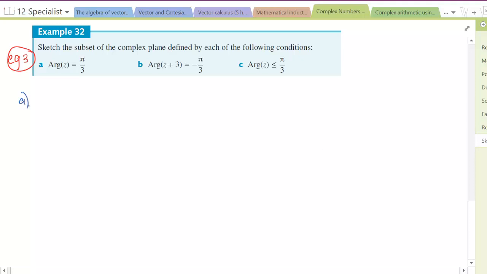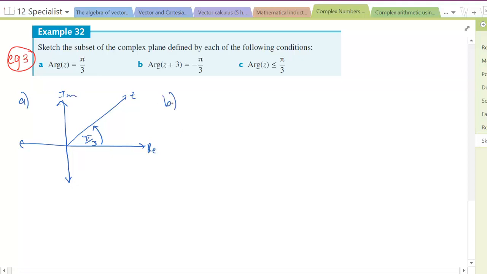So when we look at A, it's very straightforward. We're saying that the angle that we're dealing with is pi on 3. So we're saying that the angle must always be pi on 3. So this argument here represents this line z. So it's very easy to see that subset. So it's for every value where the argument is a positive pi on 3, real and imaginary.